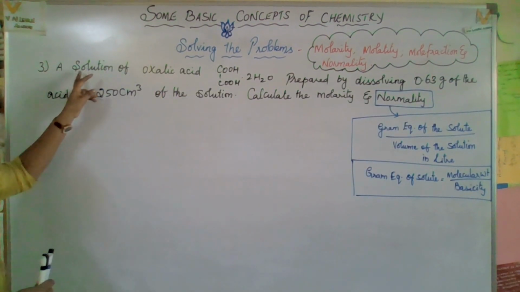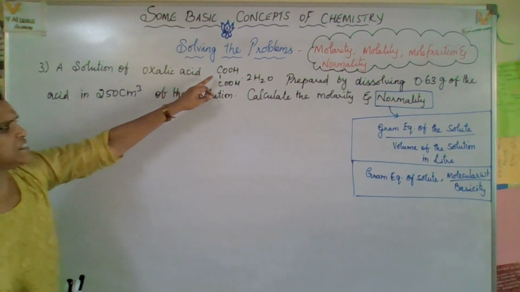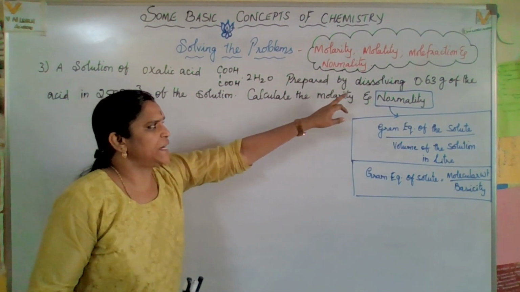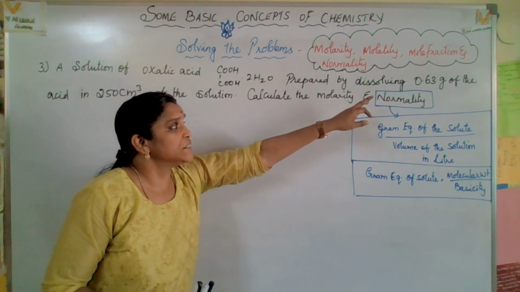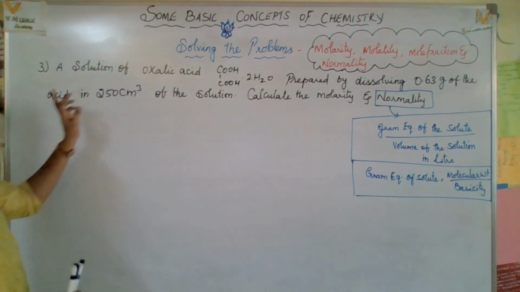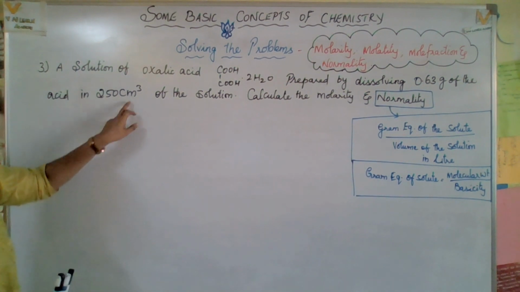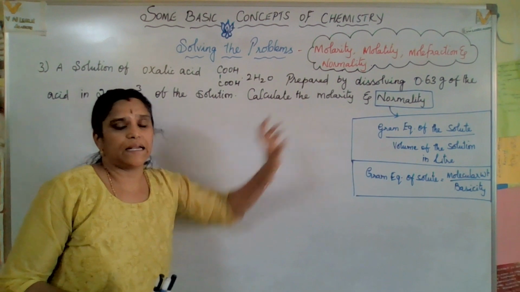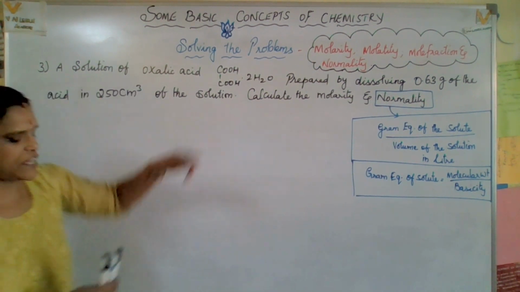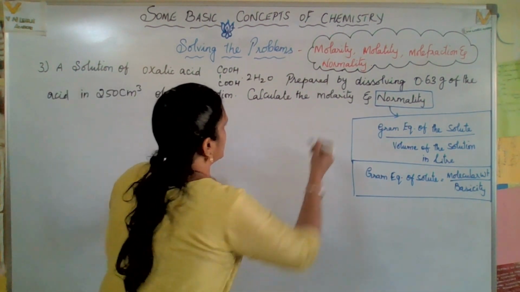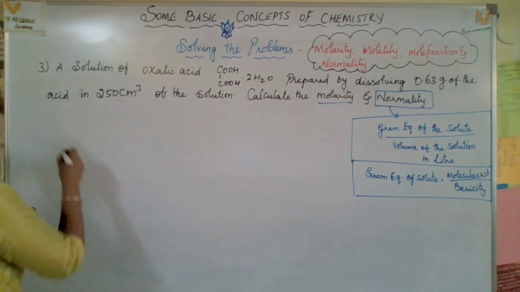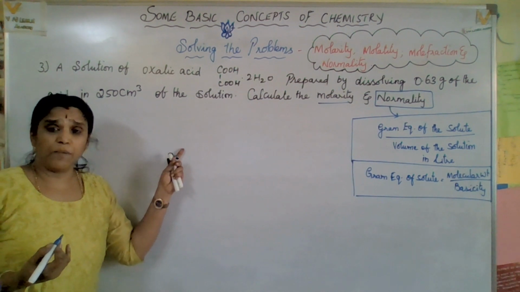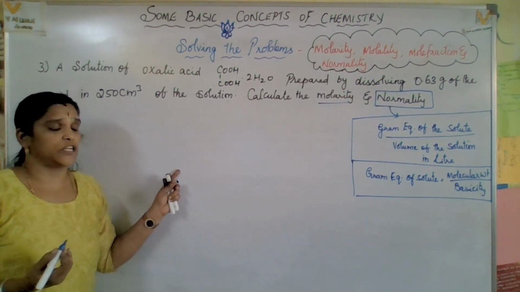Now let us check another question. A solution of oxalic acid, COOH single bond COOH 2H2O, is prepared by dissolving 0.63 gram of the acid in 250 centimeter cube of the solution. Calculate the molarity and the normality. First, let us think about the molarity. You know very well, molarity is number of moles of solute by volume of solution in liter.